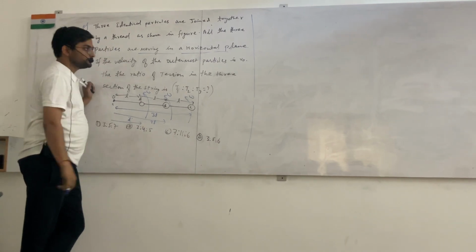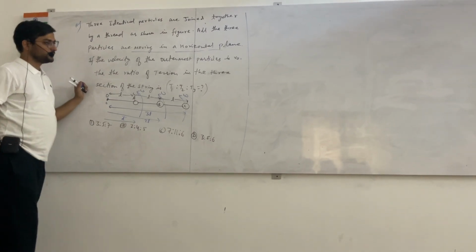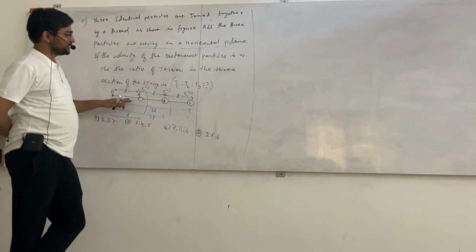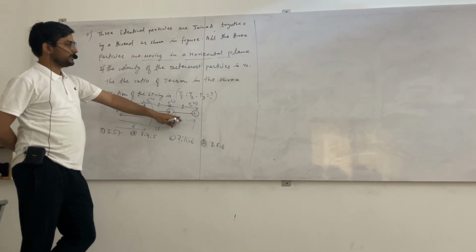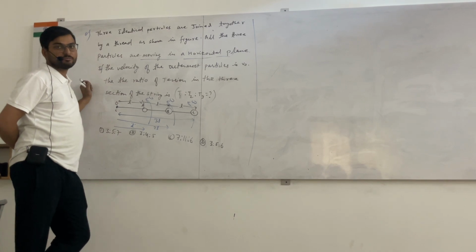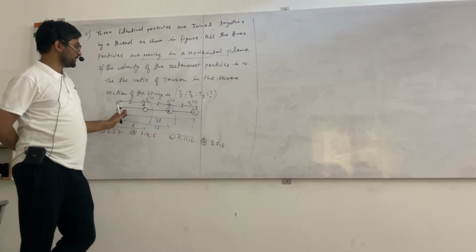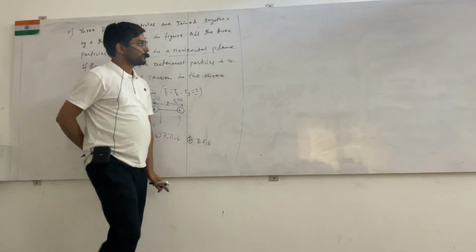Okay? So if we are talking about the tensions in the string, T1, T2 and T3, then we can easily find them with the help of a free body diagram. So one by one I draw the free body diagram of C, B and A accordingly, and then I get the values of tension, which is the answer.